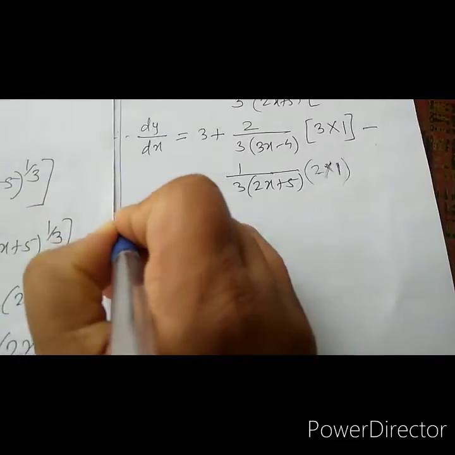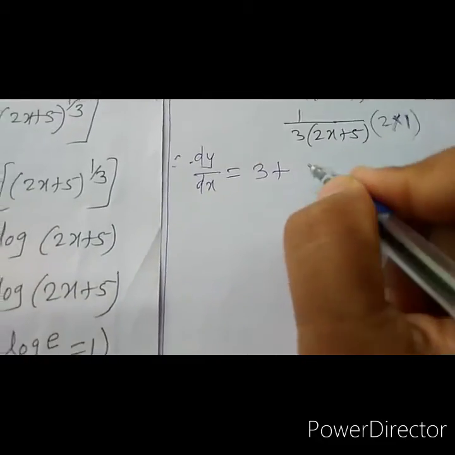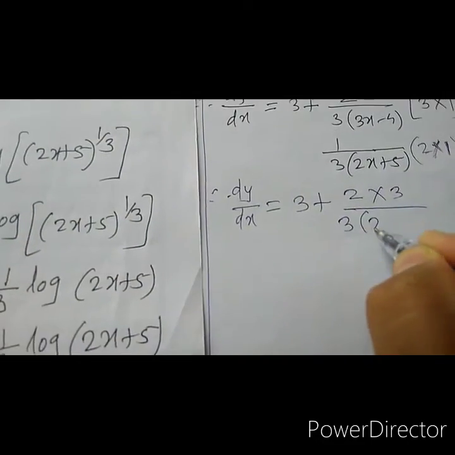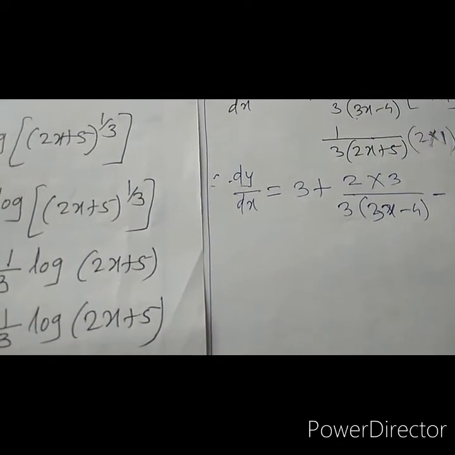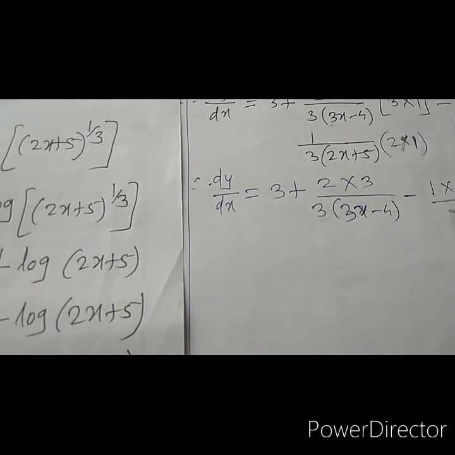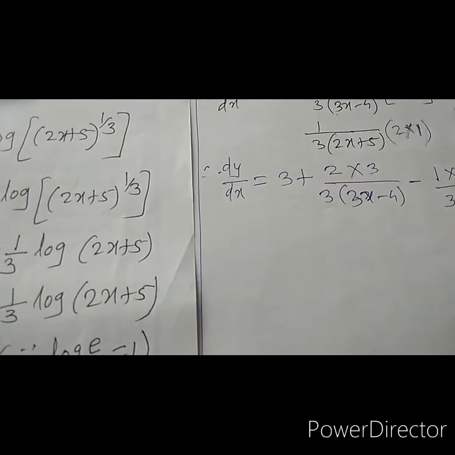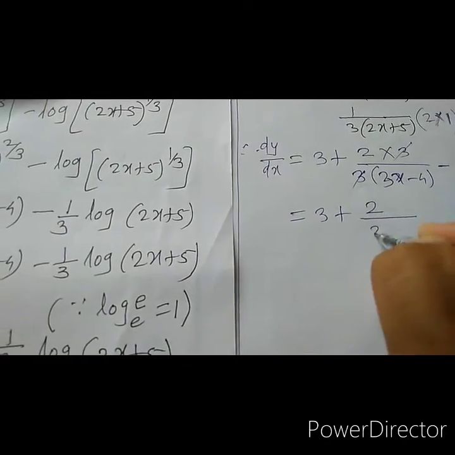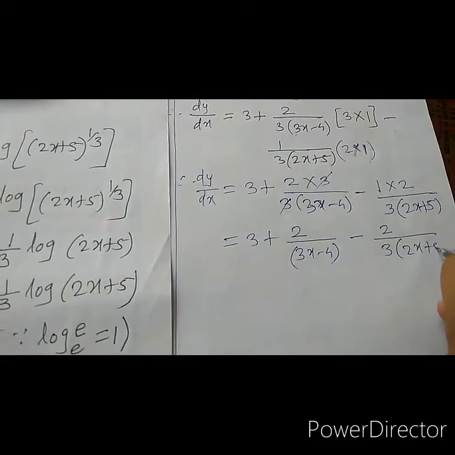Therefore dy by dx is equal to 3 plus 2 into 3 into 1, that is 3, 2 into 3 upon 3 into 3x minus 4, minus 1 into 2 into 1, that is 1 into 2 upon 3 into 2x plus 5, that is 3 plus, 3 upon 3 get cancelled, 2 upon 3x minus 4 minus 1 into 2, 2 upon 3 into 2x plus 5.